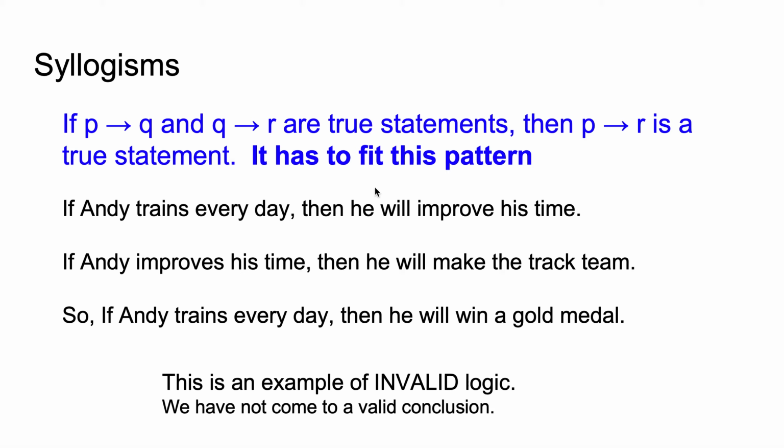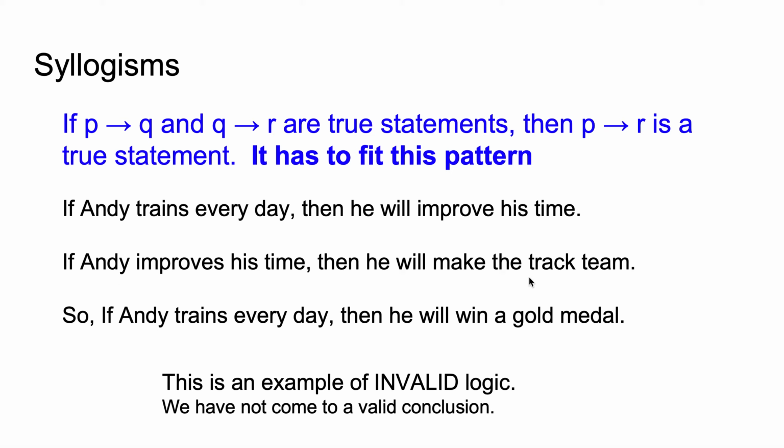It has to fit the pattern though. So here's an example that's invalid. If Andy trains every day, he will improve his time. If he improves his time, he'll make the track team. So if he trains every day, he will win a gold medal. So you went if P then Q, and then if Q then R, and then you went if P then X, right? Something that's not part of these premises cannot be part of the conclusion.